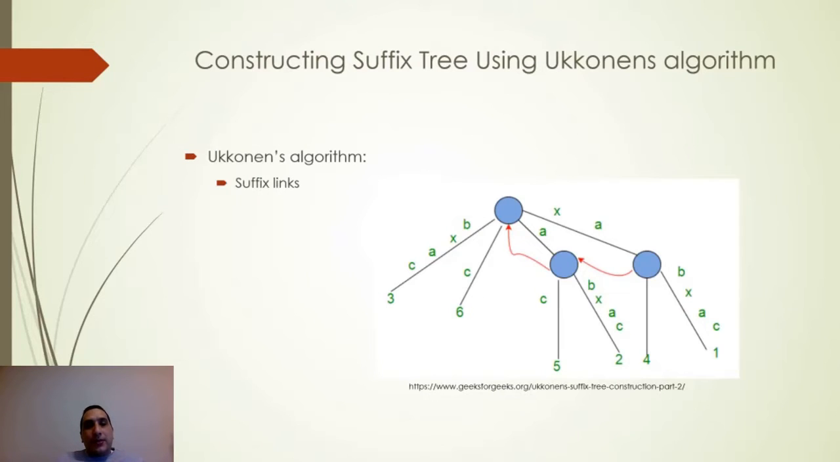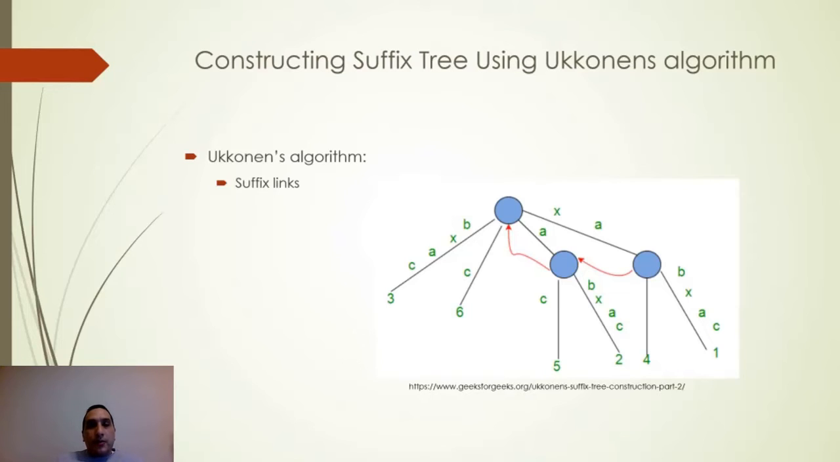Another concept that Ukkonen's algorithm uses is what is called suffix links. A suffix link is a link that connects two nodes together in a way that lets the algorithm move from one location to another location really fast.